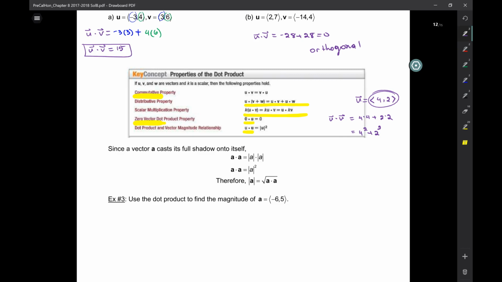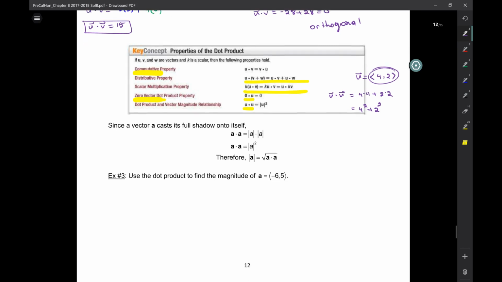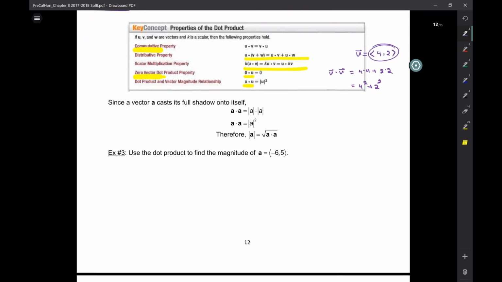What's the magnitude of vector u? The square root of what? 4 squared plus 2 squared, right? And what did we do when we did u dot u? 4 squared plus 2 squared. Let's do it again in this next example. So is this just like finding the magnitude of the result?